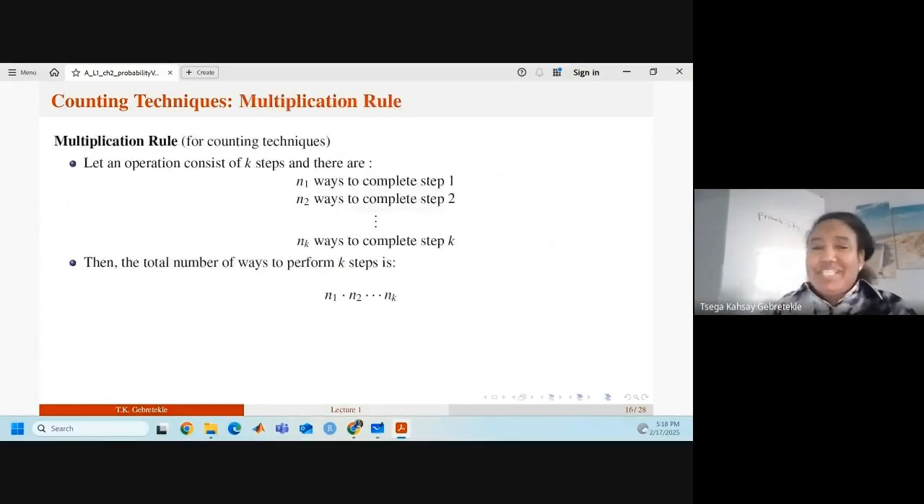Next is the multiplication rule. The multiplication rule is very important in real life. For example, if you are a designer, then you may use the multiplication rule to design your website. Or if you are a registrar, you may also want to create ID cards for students. Then you use this technique. We are going to discuss examples.